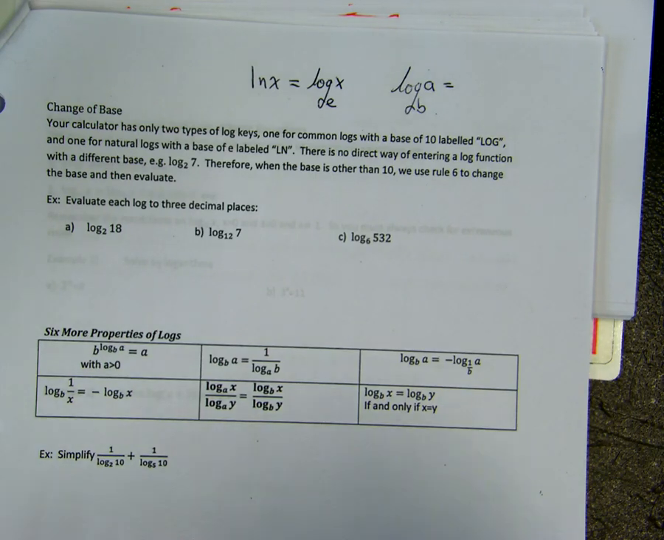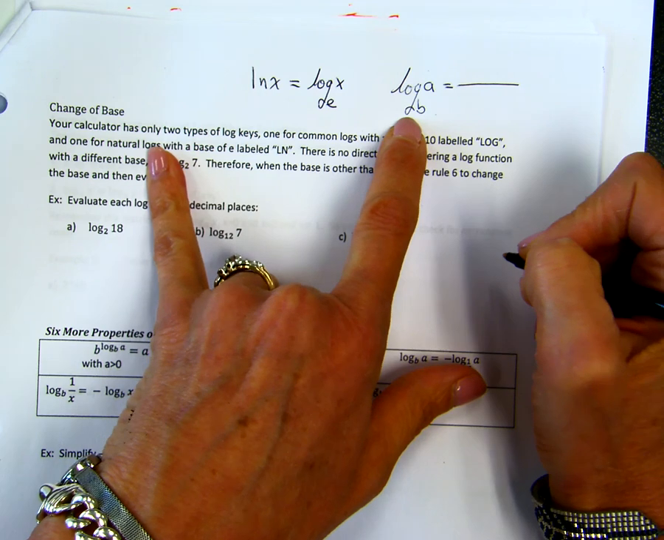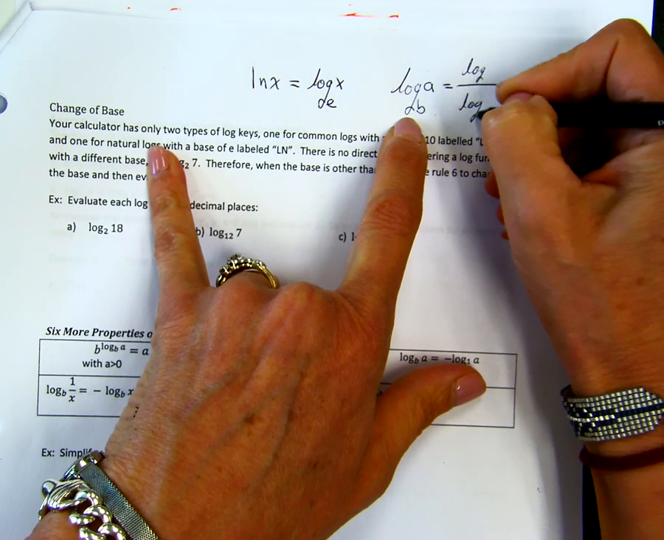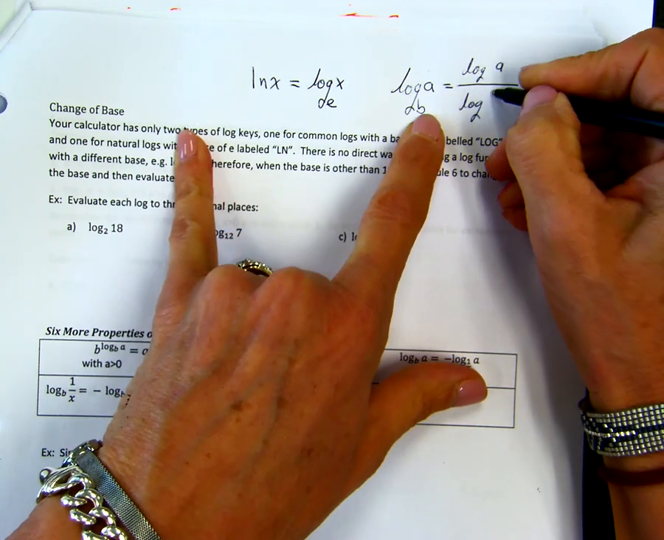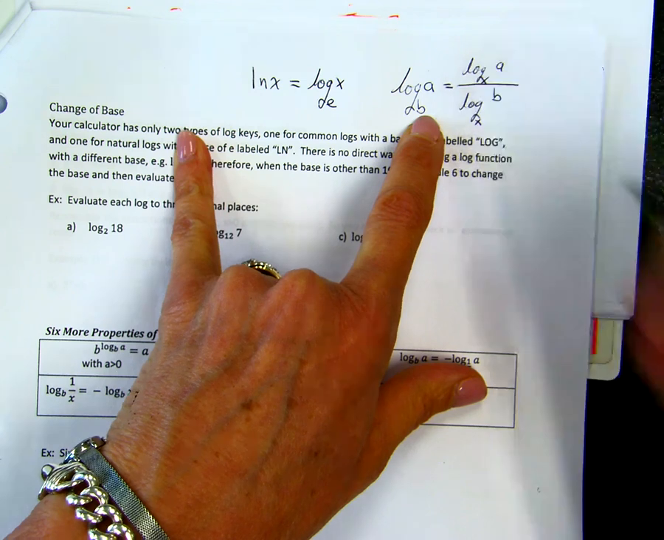Okay, check your work. When you're changing the base, you're dividing outside the log. So you've got a division: log on the top over log on the bottom. The a goes on the top, the b goes on the bottom. Change it to any base you want.